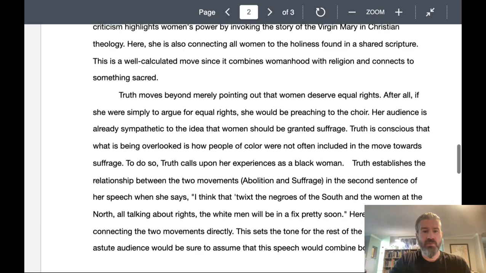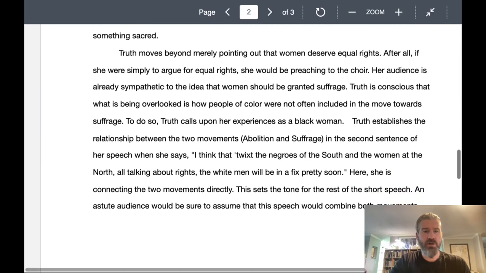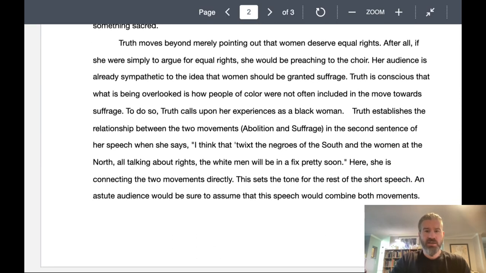So then let's look at the third. I think there's a third body paragraph. And it says, Truth moves beyond merely pointing out that women deserve equal rights. After all, if she were simply to argue for equal rights, she would be preaching to the choir.